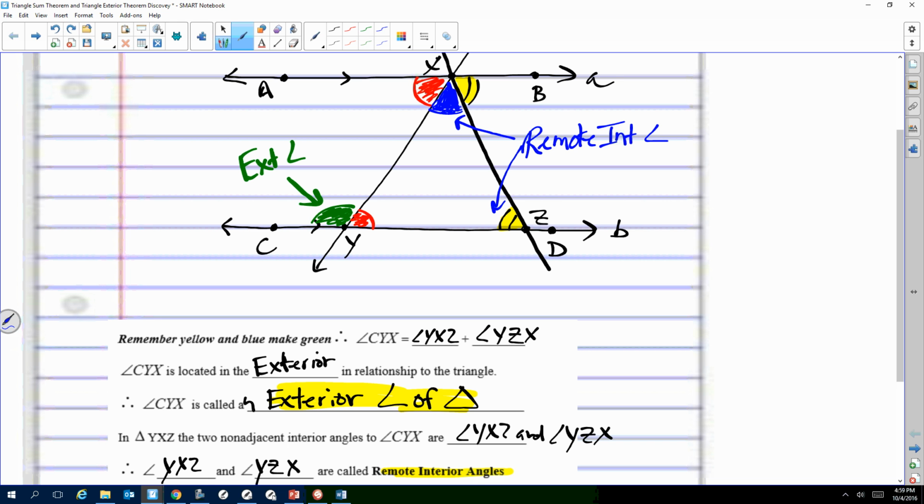Well, one, I'm hoping that you see that yellow, blue, and red together are a linear pair. So that means inside my triangle, red, yellow, and blue, they are 180, because they're on the line. So the sum of a triangle is 180. But if I have an angle on the outside, it's going to equal the blue and the yellow, which is the remote interior. So please get this filled in.